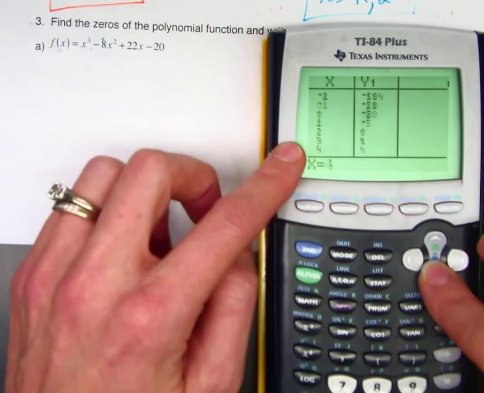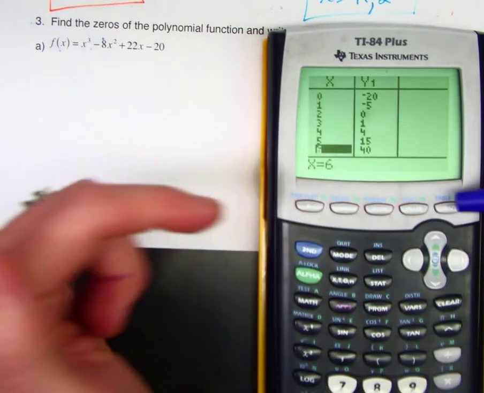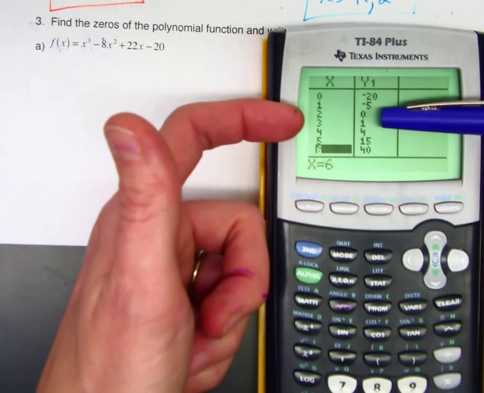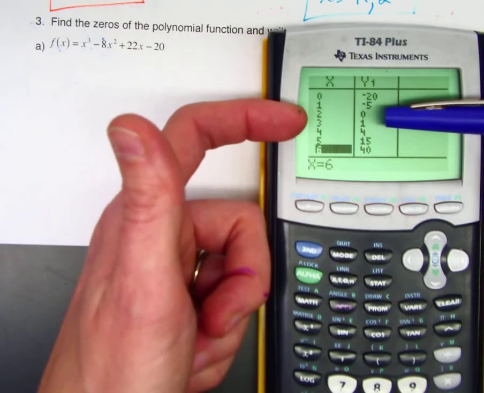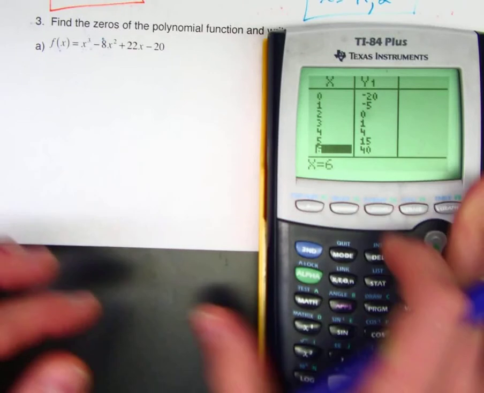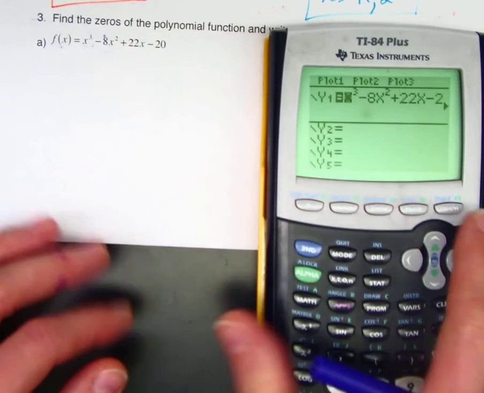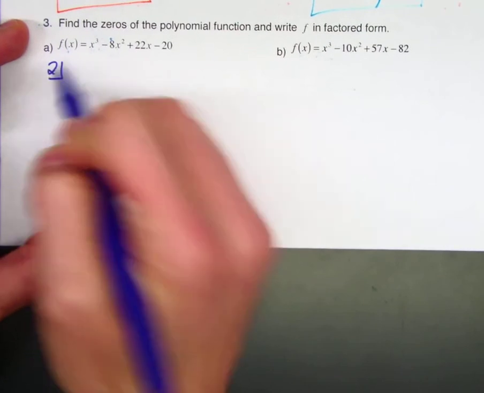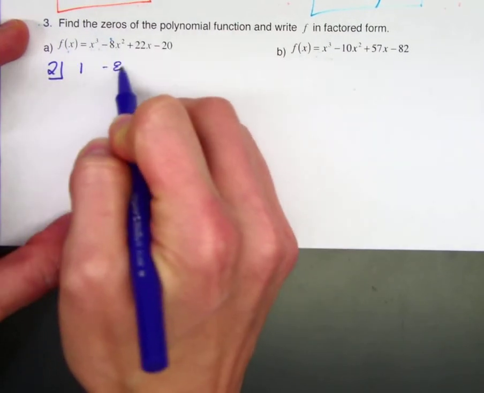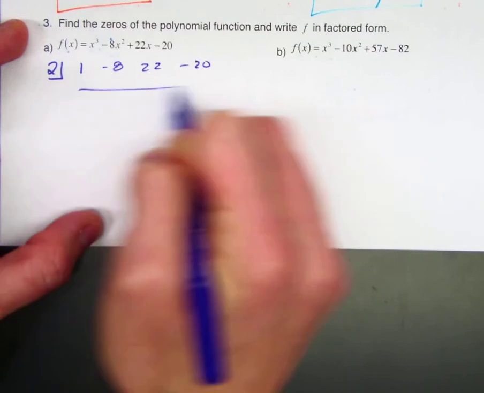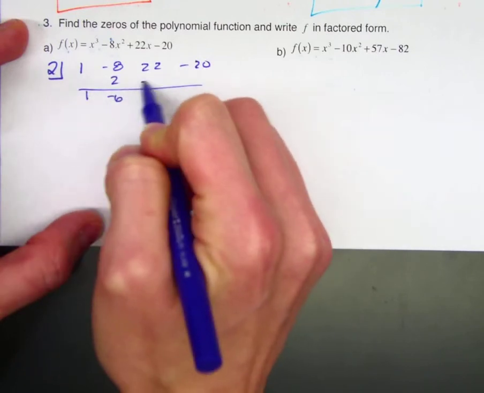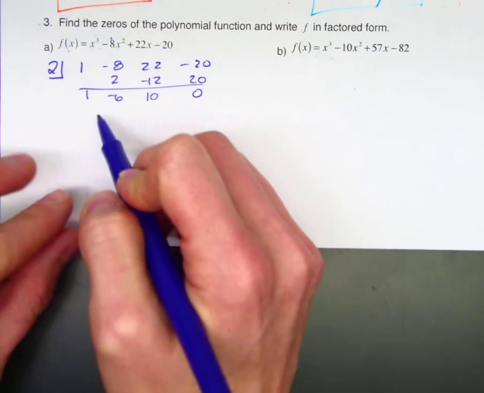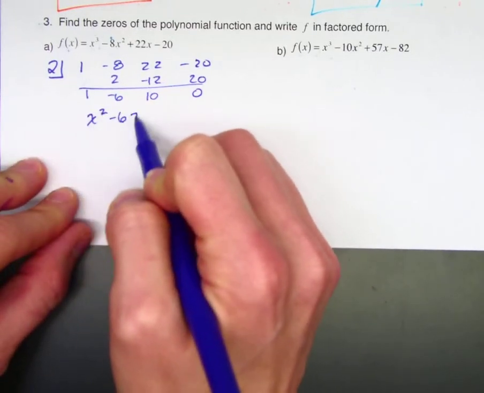So if I go to my table, so second graph, I have it set up where it's automatically changing by ones. So I can see that I have a 0 here. When x is 2, my function is 0. So that is going to be my one real 0 here. So I have 2 and 1, negative 8, 22, negative 20. So 1, 2, negative 6, negative 12, positive 10, positive 20, 0. And what happens is I get x squared minus 6x plus 10.